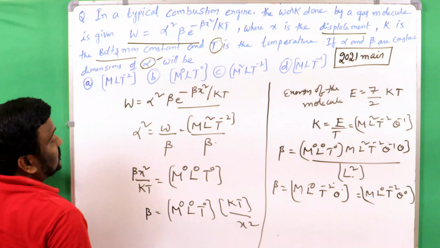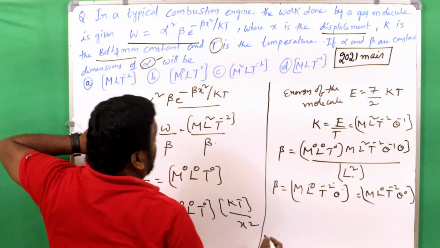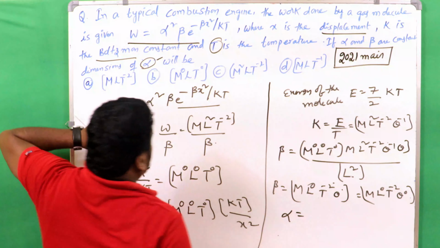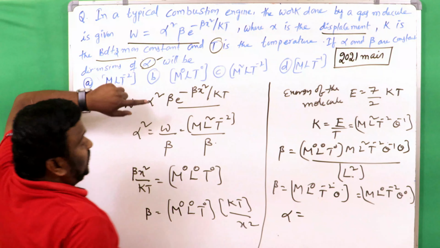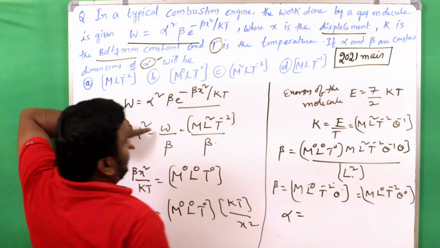So now we have to substitute this value here. α² is equal to W, which is ML²T⁻², divided by the β value, which is simply MT⁻². So we have ML²T⁻² over MT⁻². M to the power of 1 and M to the power of minus 1 cancel, we will get M⁰.